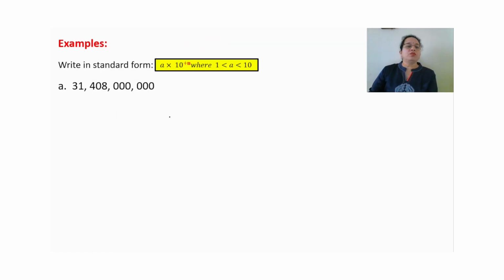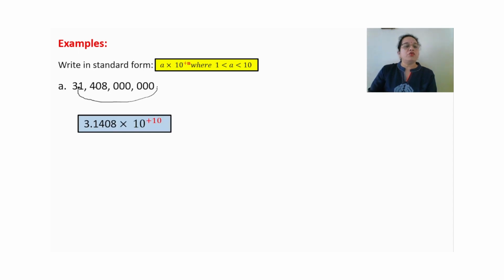So let us solve a few more examples. Write in standard form. First thing we need to find out is whether the number is a bigger number or a smaller number. Here you can see that the number is very big, no decimal is there. So we can assume that the decimal is here. Now you need to shift this decimal so that the value of a will be between 1 and 10. So definitely we will shift this decimal between these 3 and 1. How many places? 1, 2, 3, 4, 5, 6, 7, 8, 9, 10 places.